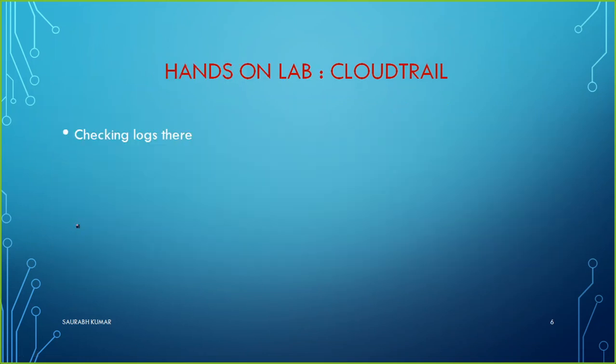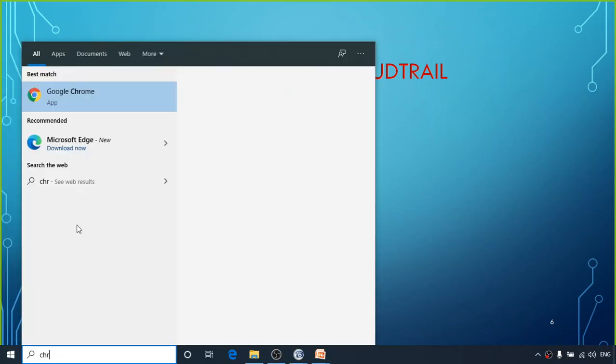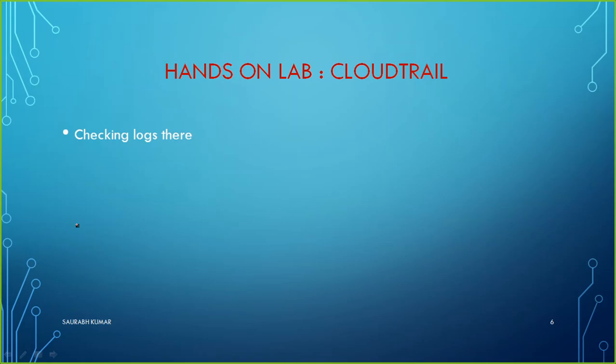Next, we are directly going to move on to the lab part of CloudTrail. Because it is a very small topic, let's have a look at CloudTrail, how you can access it and what kind of information you can get from there. So let's work on it. Let's go to the browser and let me log in to my AWS user.